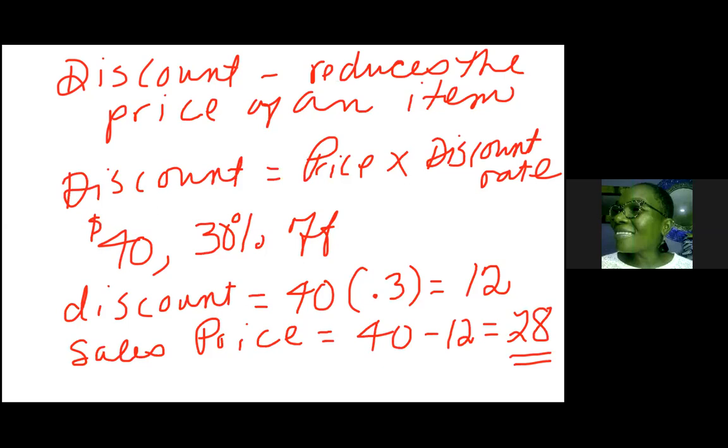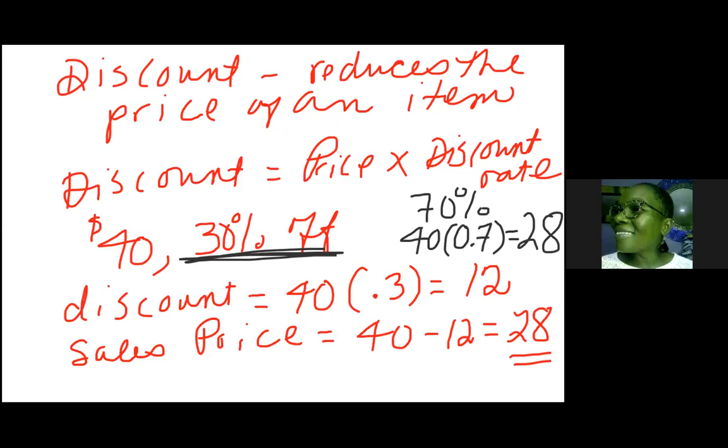Now, I need to also say this, guys. Personally, when I go shopping, I don't care about the discount percent. What I care about is what am I gonna pay for the pair of jeans? If it's 30% off, what percent of the original price am I gonna pay? I am going to pay 70% of the original price. If the original price is $40, 70% converted to a decimal is 0.7, guys. So 0.7 times 40 is 28. So this is another way, and one step, for you to figure out the sales price.